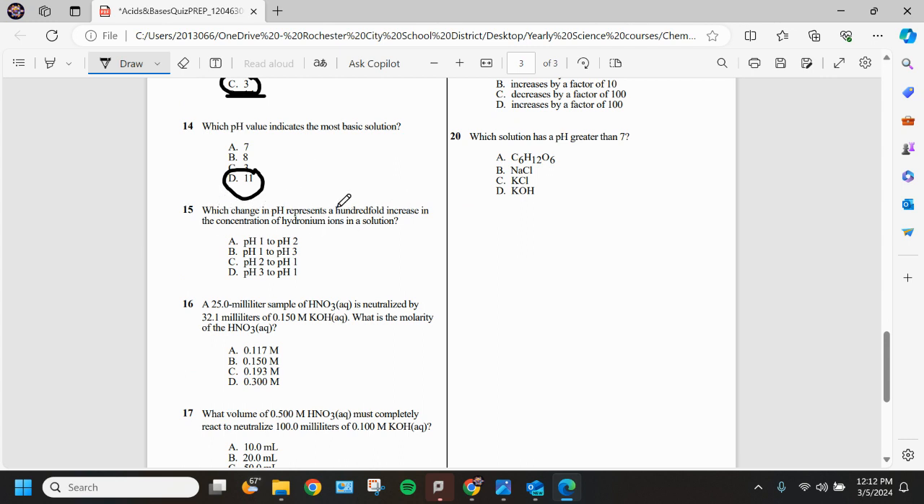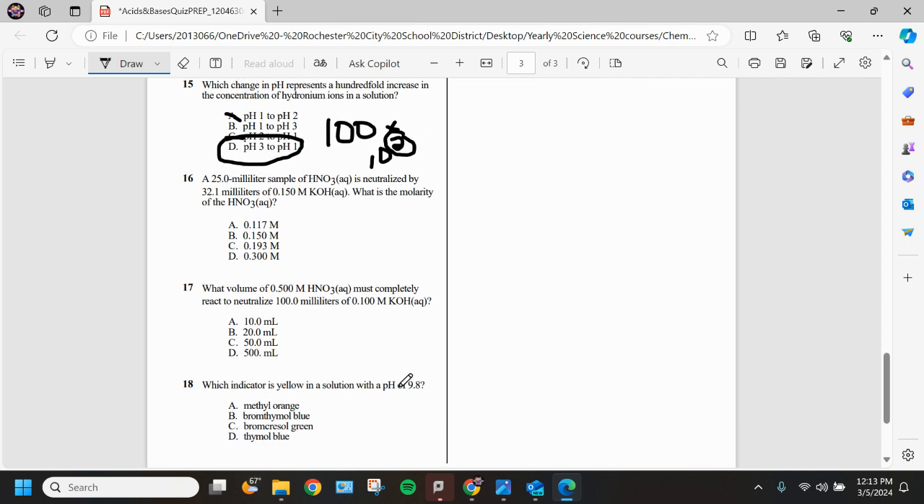Which change of pH represents a 100-fold increase? Well, 100 times is 10 squared, which means my pH changes twice. So my pH changes once in this, it changes once in this, so we're good there. I know it's either B or D. And then an increase in concentration means I'm becoming more acidic, which means I'm going from 3 to 1. Change pH 2 times, and it's got to get smaller to make it more acidic. That's how that works out.